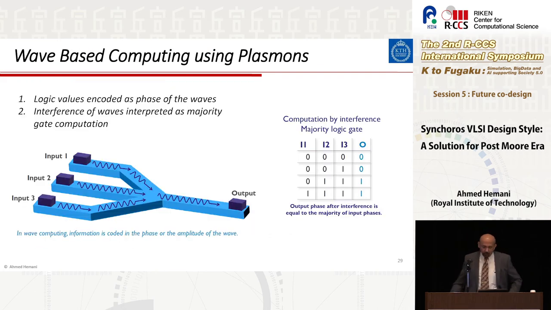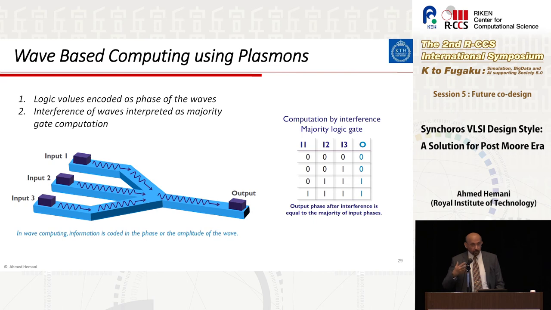How do we go beyond that? Well, the last part of my talk is that we're using plasmonics. So CMOS, all this technology, comes with the baggage of capacitance. So charging and discharging them slows you down. Now, to go beyond that, we're proposing to use wave-based computing using plasmonics, where you launch these plasmon waves in waveguides, and the interference is interpreted as a majority gate computation.